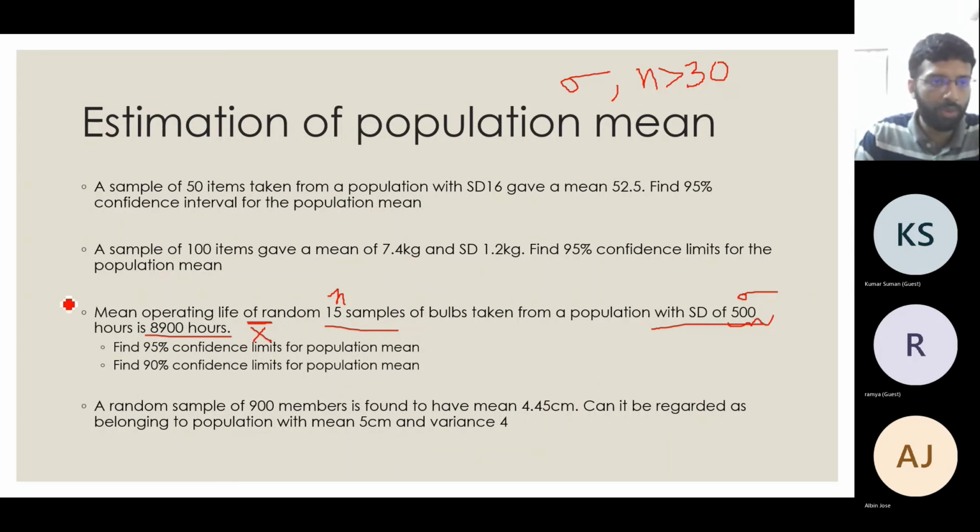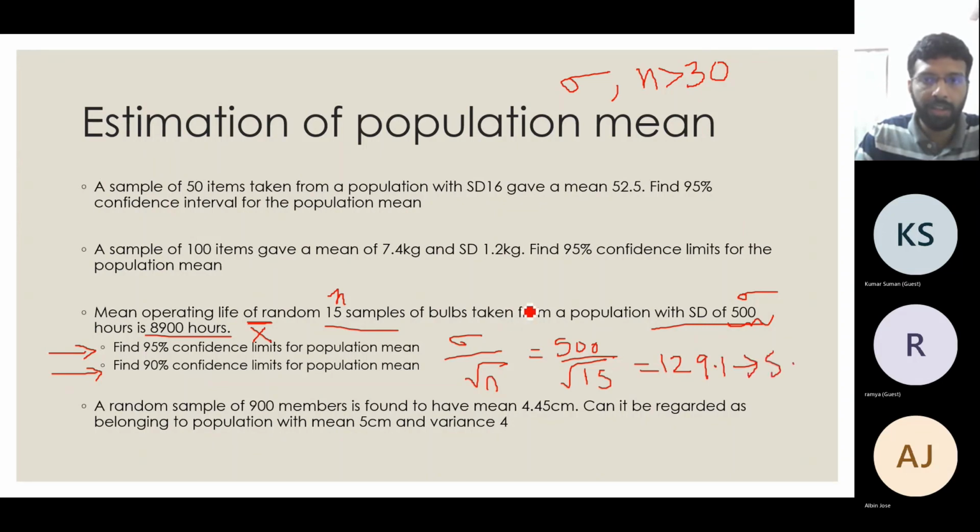So here we will see two things. One is 95%, then 90%, the same way as whatever we did earlier. First we have to find the standard error. Standard error is sigma by root n, right? Sigma by root n, so that is 500 by root of 15. So you will get something like 129.1. That will be my standard error.